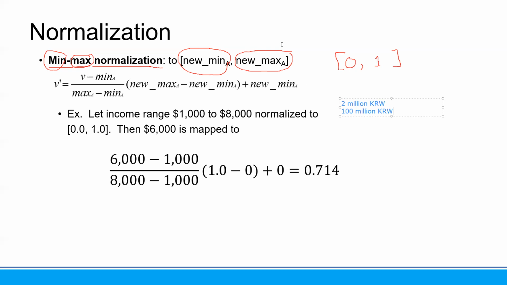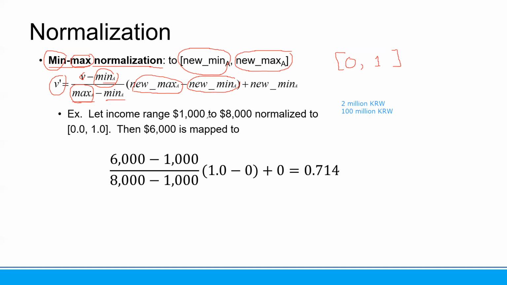So the formula will be like this one. You have a new value, and the new value is based on the current value, minus the minimum A, divided by maximum A minus minimum A. This minimum A means the actual minimum from the data, and the maximum A is the maximum from the data. And then we want to transform to the new maximum and the new minimum.